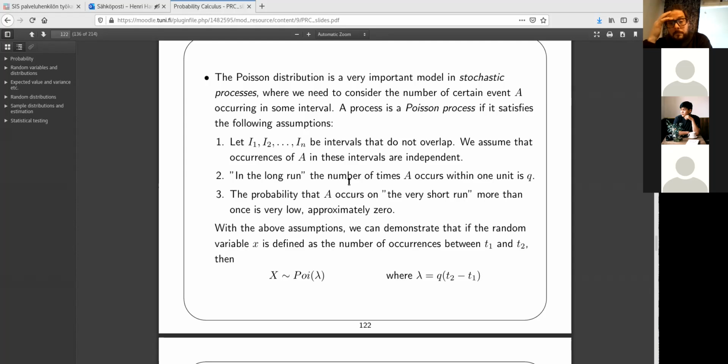So if a heart attack appears in a small town once a week on average, then if we think about the yearly number of heart attacks, it's pretty well Poisson distributed with lambda equal to 52.